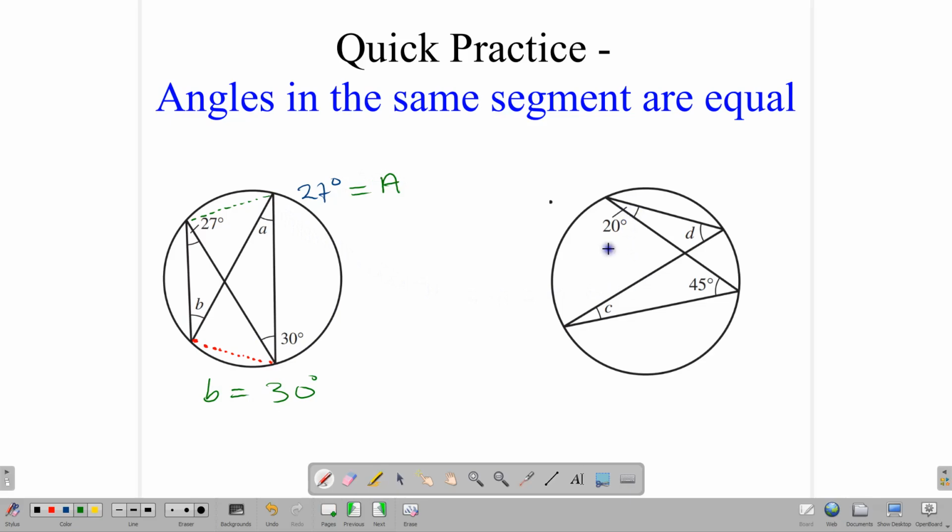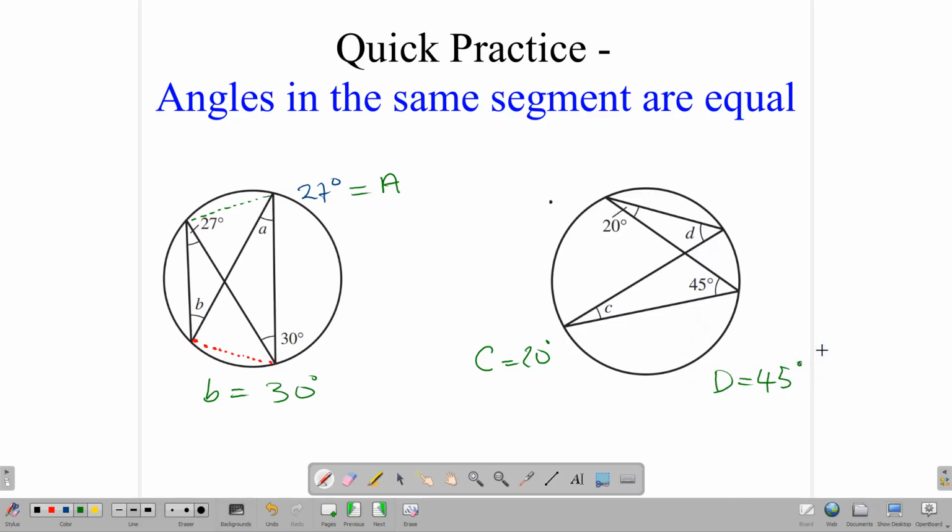Going over here, you can see the idea again. These two angles are in the same segment. Therefore, angle C is equal to 20 degrees because angle C would be equal to this angle here. And on this side, angle D would be equal to 45 since they're both drawn in the same segment.